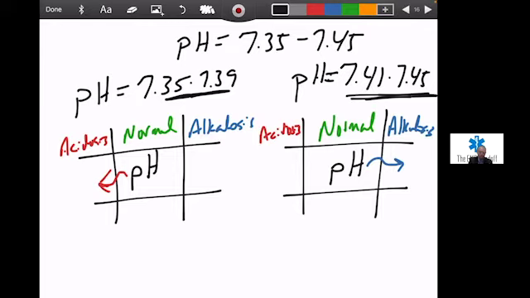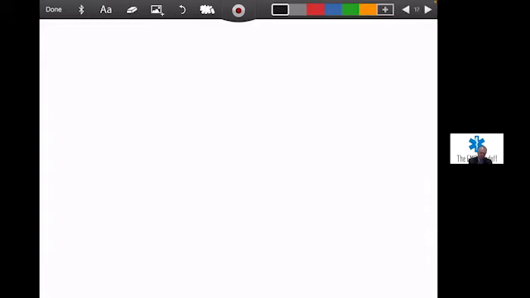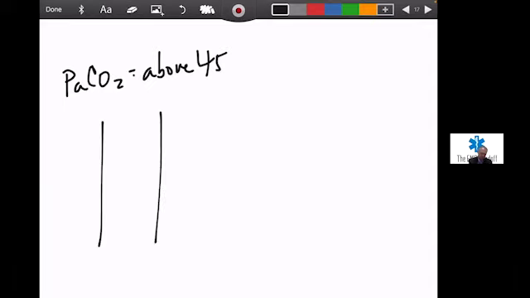So once we determine what the pH is under acidosis or alkalosis, we'll plot it on our Tic Tac Toe grid. And then we've got to determine if the PaCO2 is under normal, acidosis, or alkalosis. So what we will do for this, if the PaCO2 is above 45, we've got our Tic Tac Toe board built.